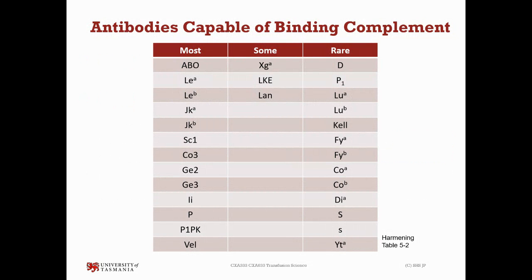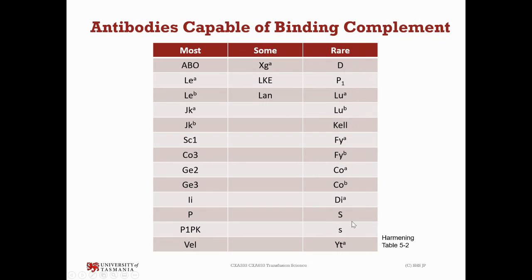So this table here is from Harmening, and it shows the blood group antibodies that are known to be capable of binding complement and thus leading to red cell hemolysis. And we will be learning about some of these next week. So we'll be learning about Lewis, Kidd, the I system and the P system, and also some of our Rh system here, the Kell system and the Duffy system, and S down here as well.